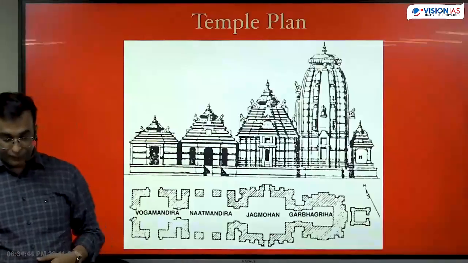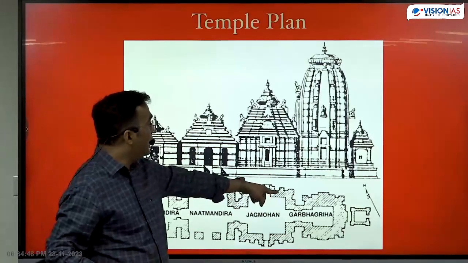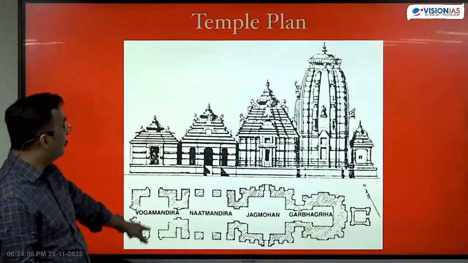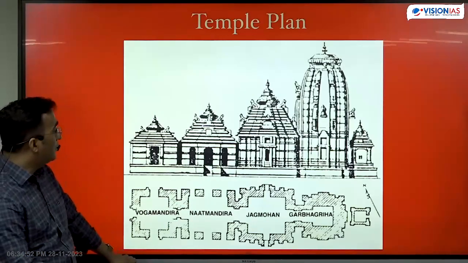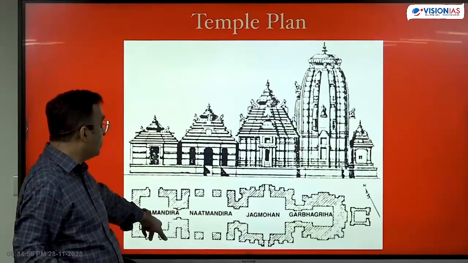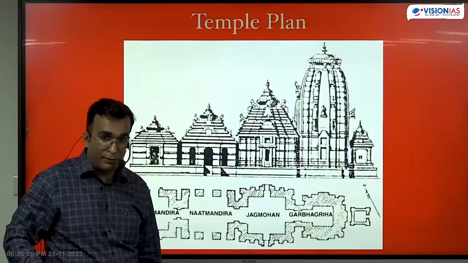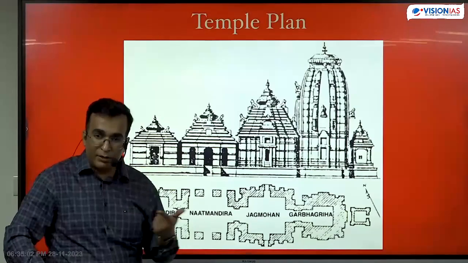Then the structure, general structure of the Odisha temple. So Garbhagriha in the end, and then these are the different parts of the temple. So Jagamohan is the prayer hall, then Natamandira, Bhogamandira. What is Natamandira? The devotional performances would be there, and Bhogamandir is for the Prasad of the temple.